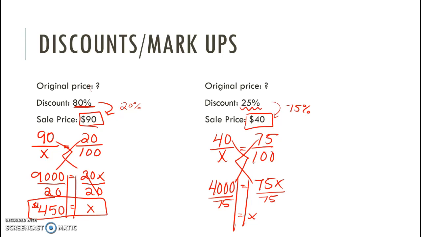And we're talking money. So again, we have to have our decimal, 2 decimal places. So we're actually going to have $53.33, about, roughly. $53.33 would be our sale price. So we're going to go ahead on to our next ones.